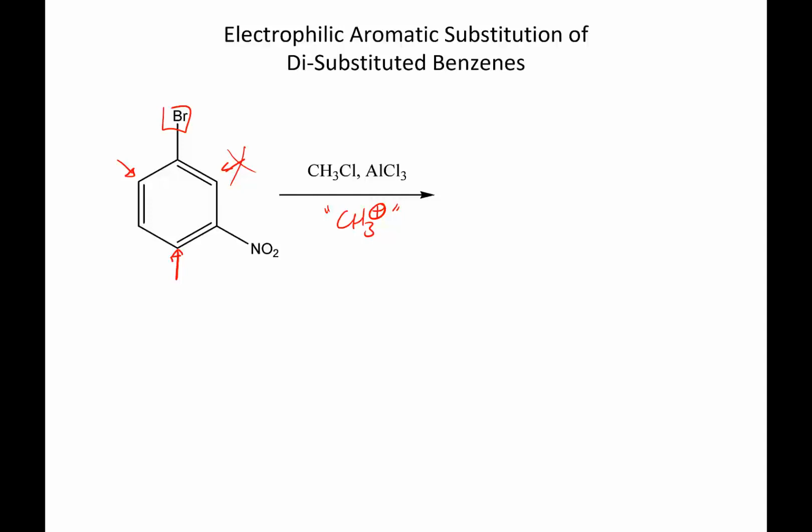Somebody asked me this morning, well, what if you had a small group? Could you add a small group there? And I'm like, well, okay, give me a small group that could add in there. And they said H+. Small group, but we never add an H+ to the benzene ring. Everything else is going to be bigger than an H+. So I just will not add in between a 1,3 set of groups, or in between meta substituents.